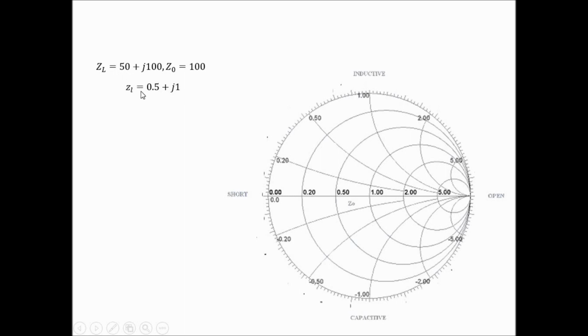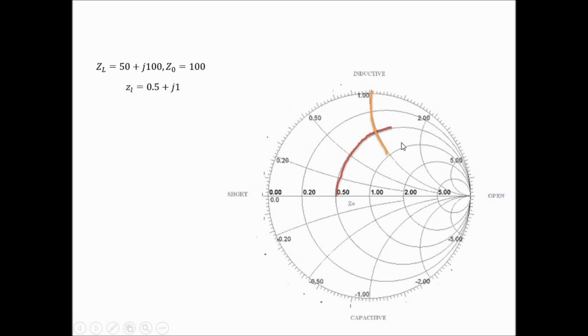The normalized value is 0.5 plus j1. Now you see R is 0.5, X is 1. R is this value 0.5 and X is 1. So they are intersecting at this point. This is my 0.5 line here and this is my X equal to 1 line here, so they are intersecting here.